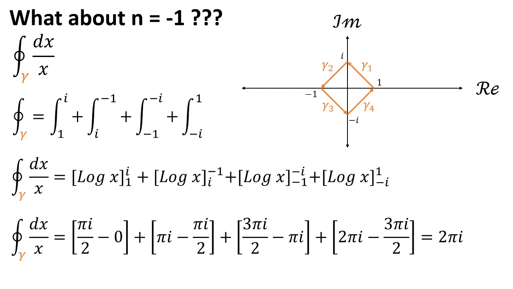But for example, log of i is equal to pi i over 2. Log of 1 is, of course, 0. Log of negative 1 is pi i. Log of i is, of course, negative pi i over 2, the same as over here. And it keeps going on, and you're left with the result of 2 pi i, which is not 0, which is very surprising.